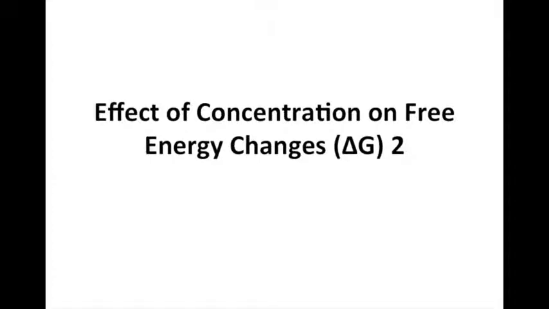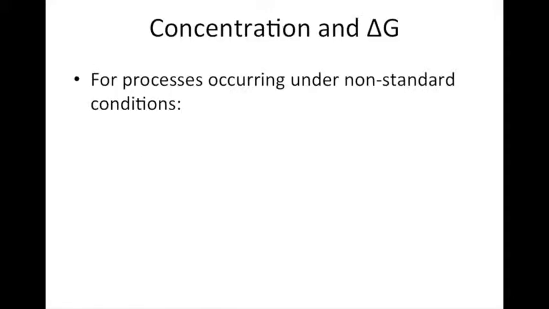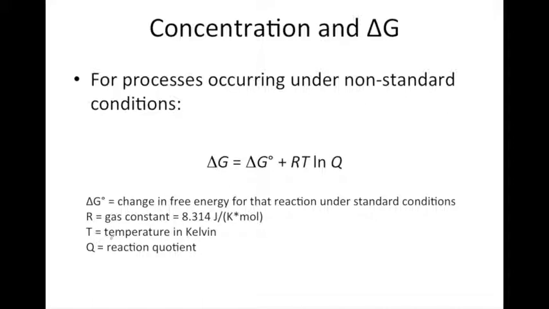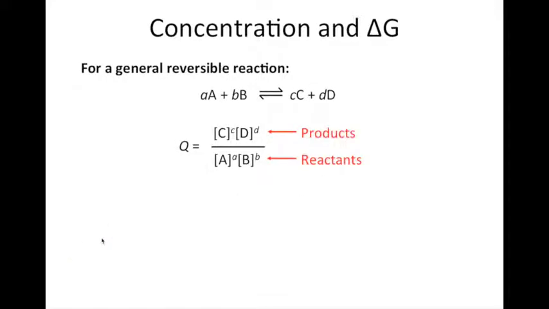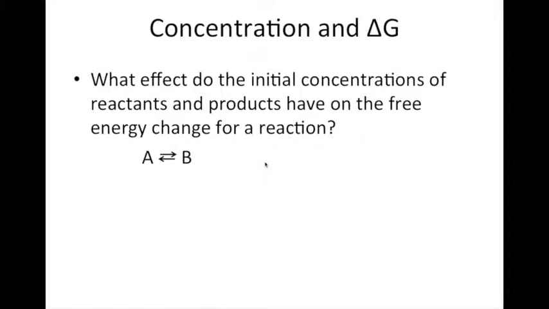In this video, we're going to continue our discussion of the effect of concentration on free energy changes. So we know that for processes occurring under non-standard conditions, we can calculate the free energy change using the following equation. In this equation, we take into account the concentrations in the form of our reaction quotient Q, where Q is equal to the concentration of our products divided by the concentration of our reactants raised to our stoichiometric coefficients.